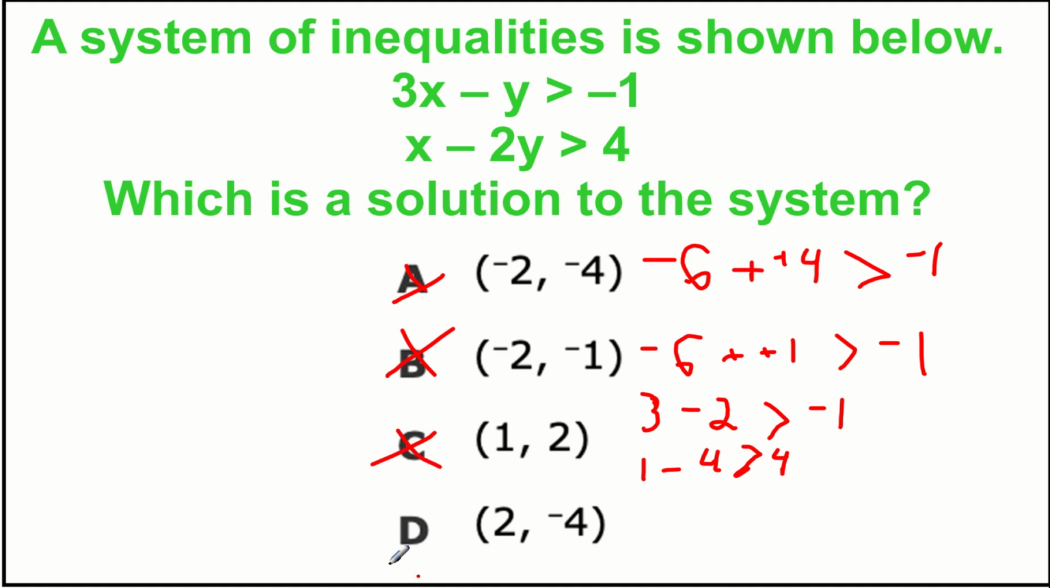Obviously, D is going to be our correct answer. But just to show, if we plug those in, 3 times 2 is 6, minus -4. That's going to be +10. If I got 2 minus, well, 2 times -4 would make -8. 2 minus -8 also makes +10, which is greater than 4, so that's why that one works. Okay? We'll do more like those later this week, though.